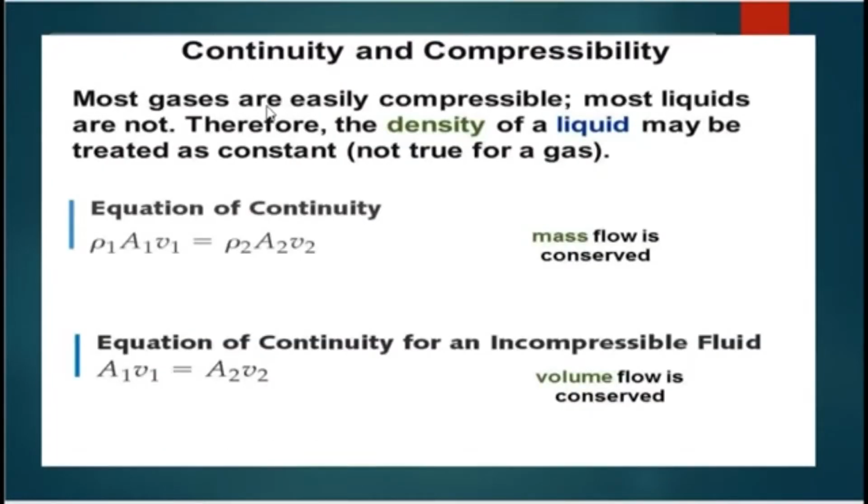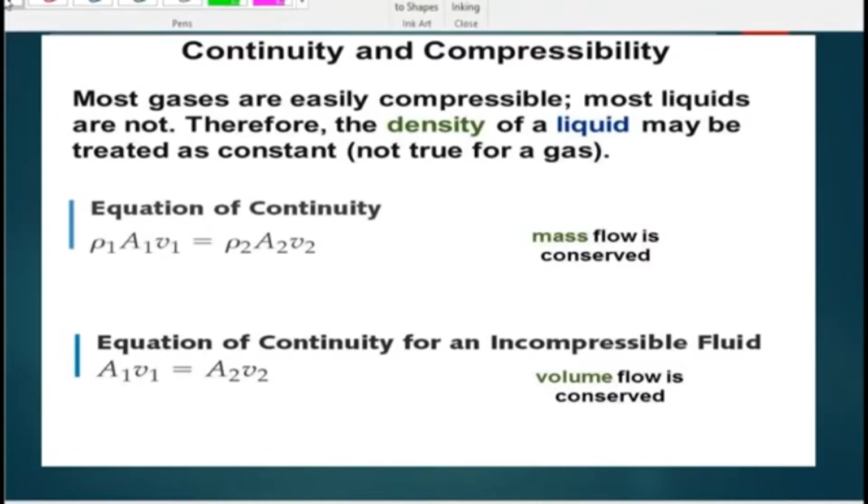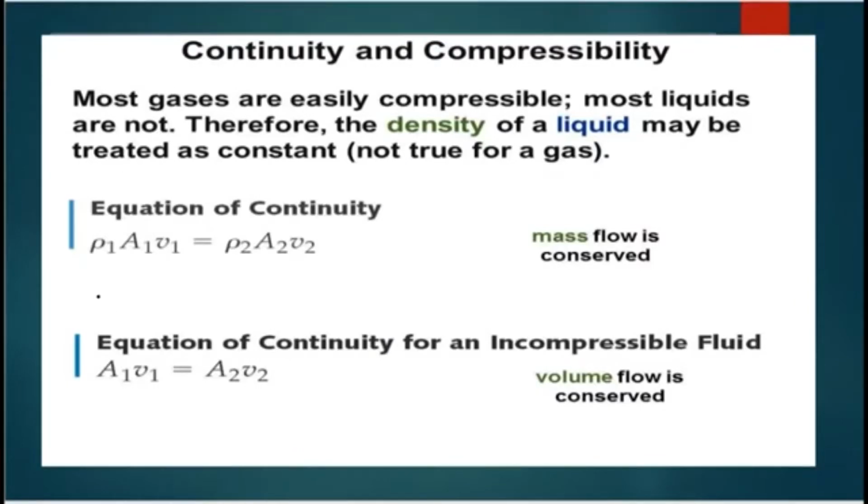In this one, continuity and compressibility: most gases are easily compressible, most liquids are not. Therefore, the density of a fluid may be treated as constant, not true for a gas. Here, this is the continuity equation, or mass flow conserved. This means that what comes in must equal what comes out.